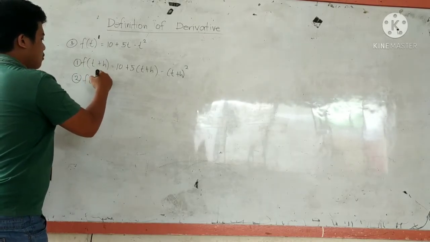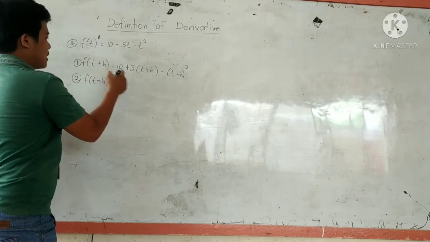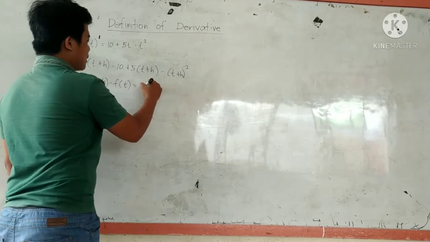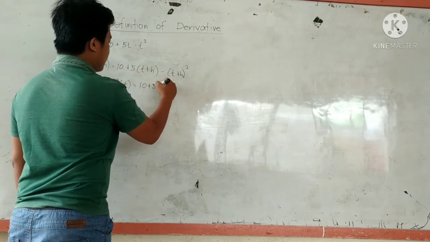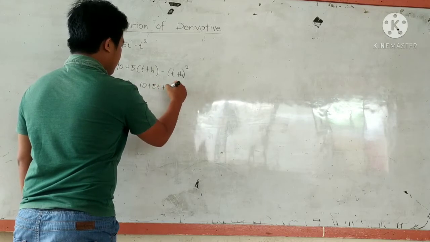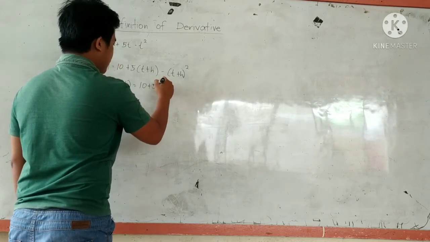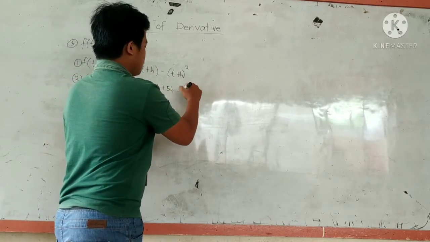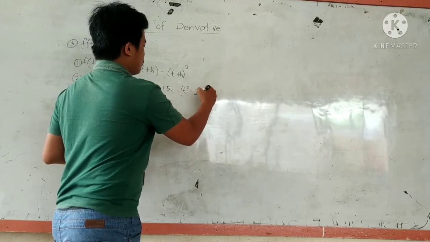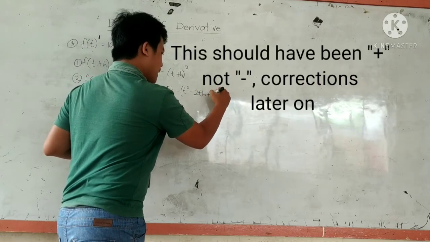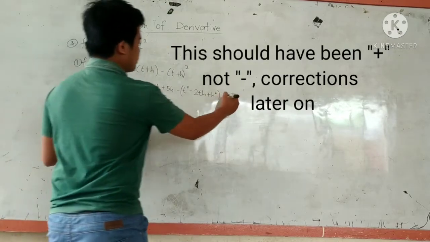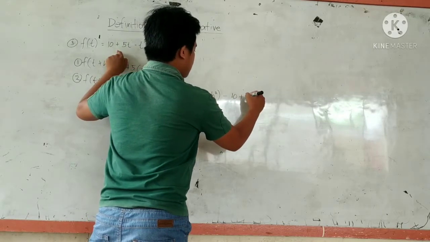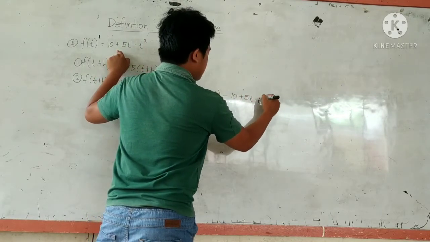Second, we're going to find the difference between f of t plus h and f of t, our original function. So it will be 10 plus, distributing, 5t plus 5h, minus t squared plus 2th plus h squared, minus our original function, which is 10 plus 5t minus t squared.